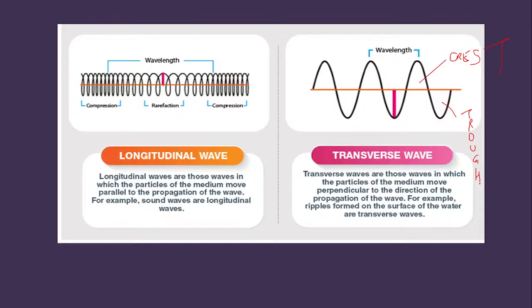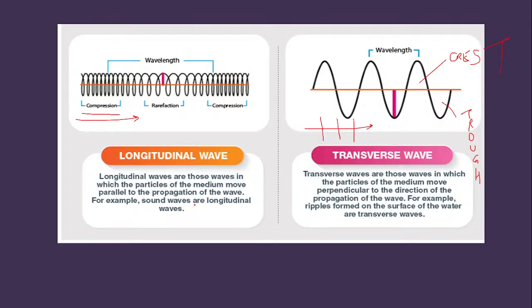Now what is a longitudinal wave? Those waves where the particles of the medium move parallel to the direction of propagation of the wave. Suppose from here you are shouting, and another person is standing here, so this is the direction. The sound is traveling from here, so that is called the direction of propagation, and the particles of the medium will be parallel to it. Then it is called a longitudinal wave. Whereas in transverse waves, this is the direction of propagation, and the particles will be perpendicular to the direction of propagation of the wave. So that's the difference.